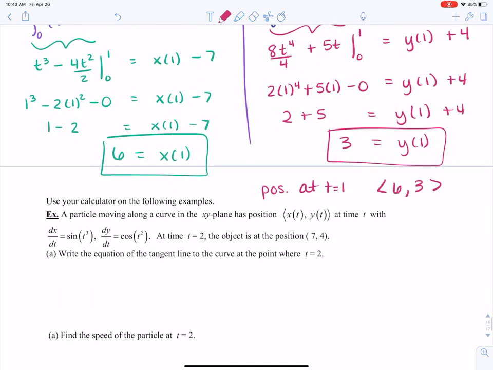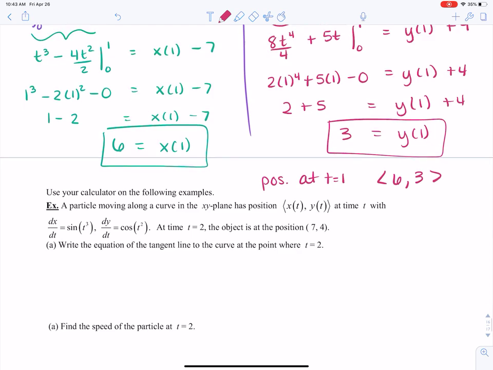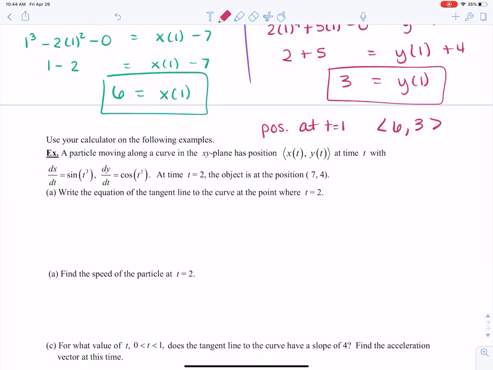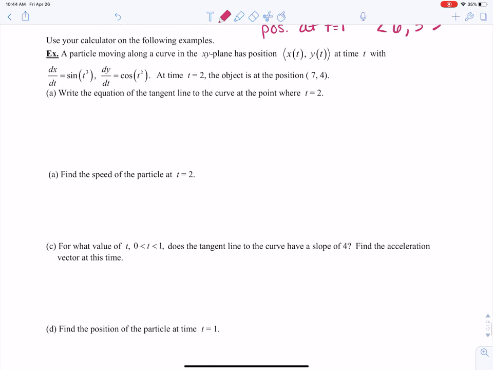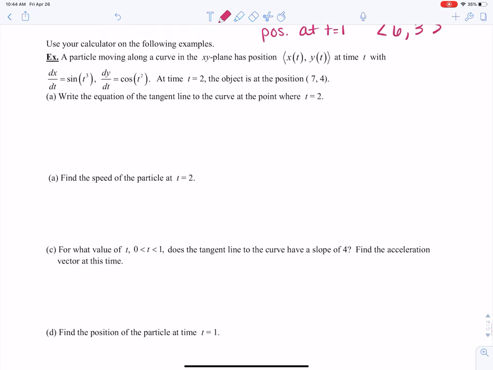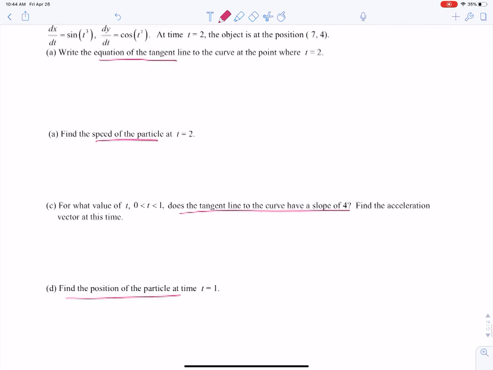There is an FRQ on this page. I'm not going to walk all the way through it, but I would encourage you to try this FRQ all by yourself. This is a really good example of all the things that you could be asked to do. You're going to be asked to write an equation of a tangent line, find the speed. When does the tangent line have a slope of 4? Find the position of the particle at 1. I think it's a really nice, full FRQ that has all of the things you could be asked to do.